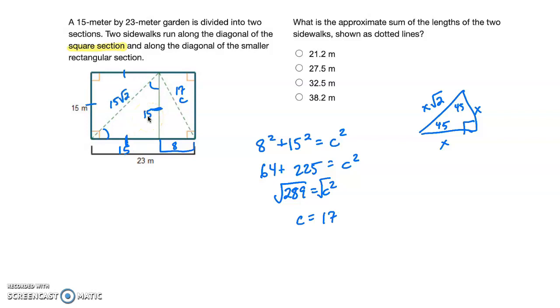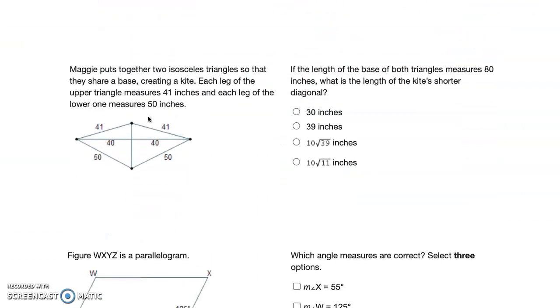And then when we put that in our calculator and add them together, we get 15 times the square root of 2 is equal to approximately 21.2. So this is approximately 21.2. And then we want to know the lengths of the 2 sidewalks. So that means we say 21.2 plus 17 is going to give us 38.2 meters right there.